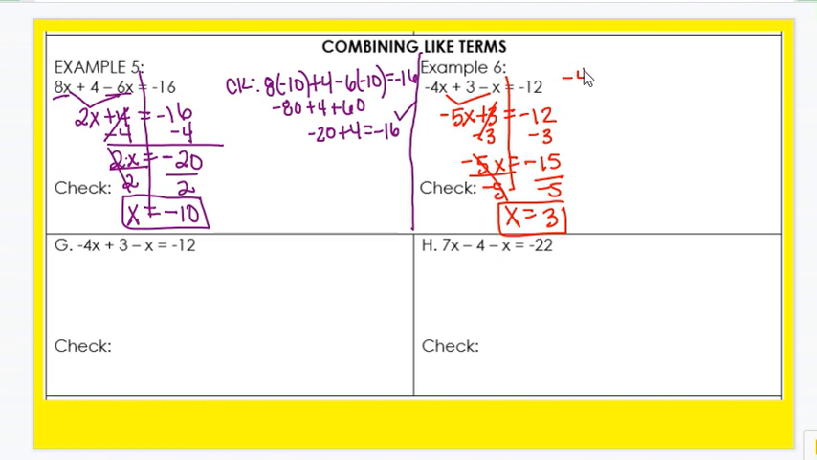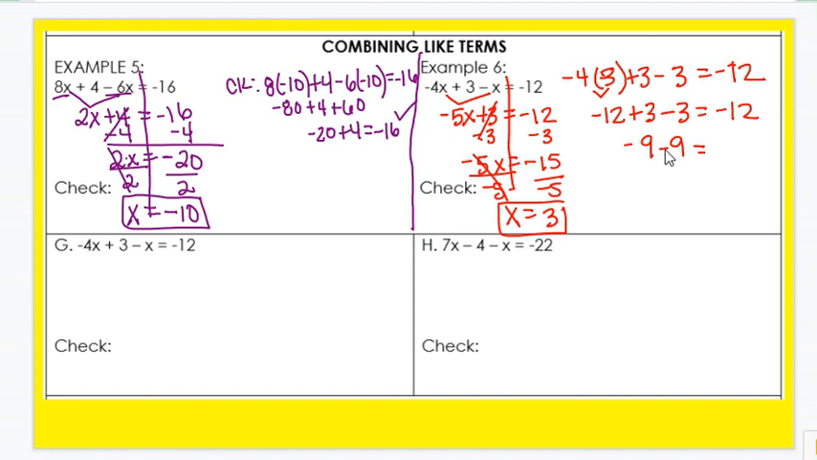Let's check it. Negative 4 times 3 plus 3 minus 3. We want to see if that equals negative 12. All right, so negative 4 times 3 is a negative 12. Plus 3 minus 3. Negative 12 plus 3 is a negative 9. Negative 9 minus 3 is negative 12. Check mark, it checks out. Remember, if you have your calculator, you just type this all in at once, hit enter, and it equals negative 12, and you're done.